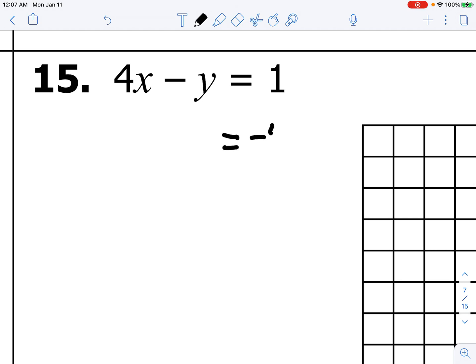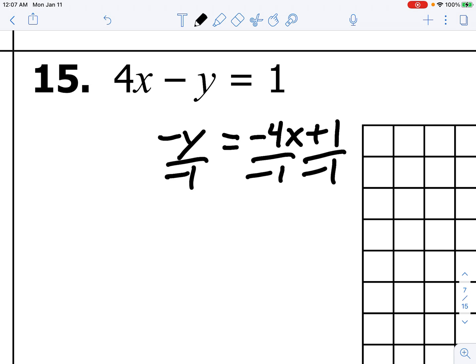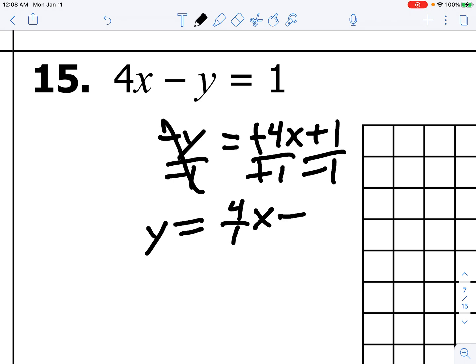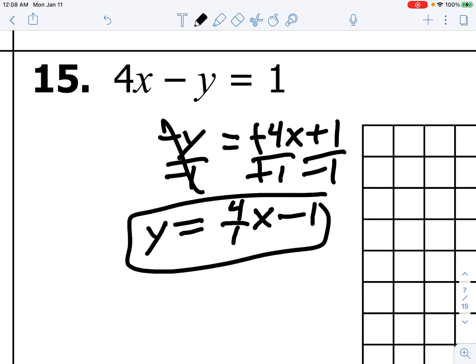Step 1, take the x, move it to the other side, and change the sign. Step number 2, drop the y down, drop the number down. Step 3, divide all the way across. So we're going to be dividing by -1. So y equals, negative over negative is a positive, so it still stays as 4 over 1x. And then this one is -1.